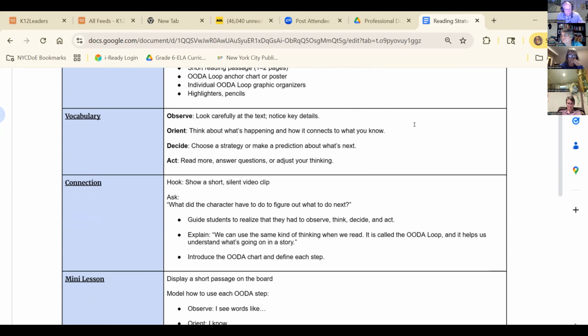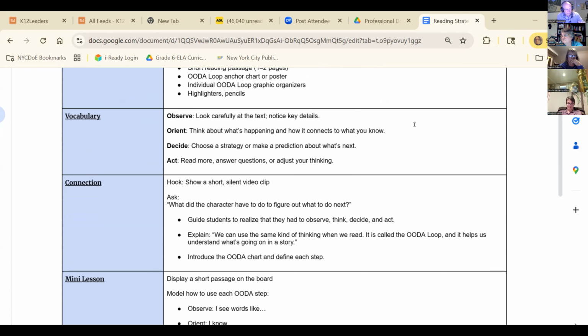For the guided practice, you want to give students a short paragraph or page to do. We can work through the OODA steps together. You want to pause after each step so that they can have a quick turn and talk and discuss, and ask questions such as: What do you notice? What do you think that means? What should we do next?